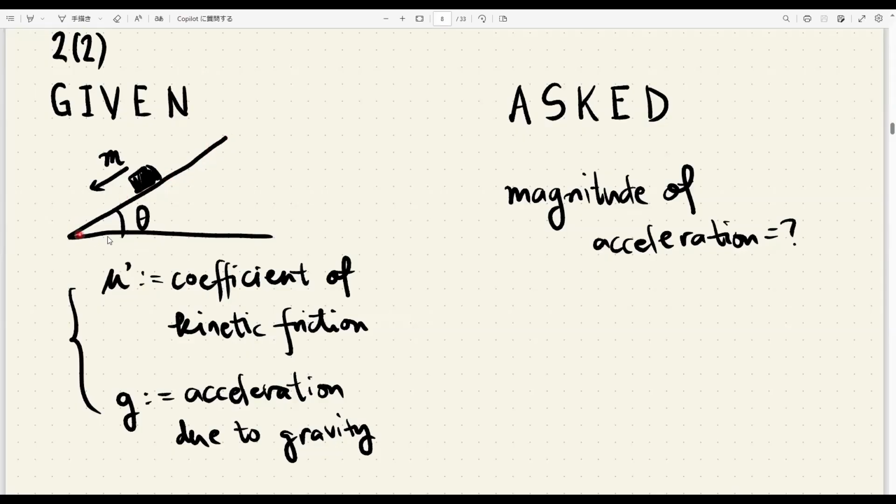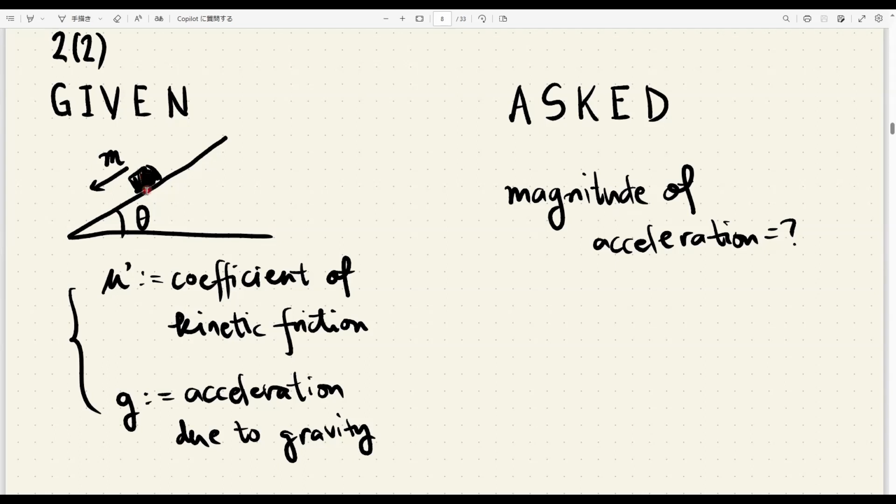We are given this inclined plane. It is inclined at an angle of theta. And there is an object that accelerates downwards, or rather that moves downwards. And this object will have some mass and some acceleration.